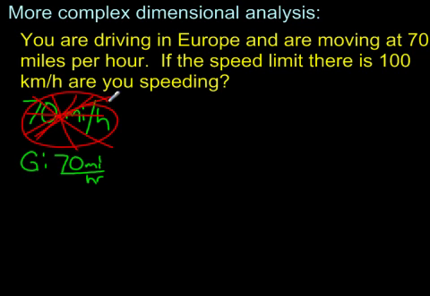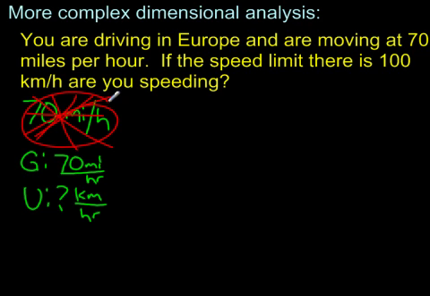Now it's going to make our railroad track structure look a little different, because every time we've done one so far, we've only had the given in the top left-hand box, and in this one we're going to have the bottom part of the units in the lower box. So what are we solving for? We're trying to get to kilometers per hour.